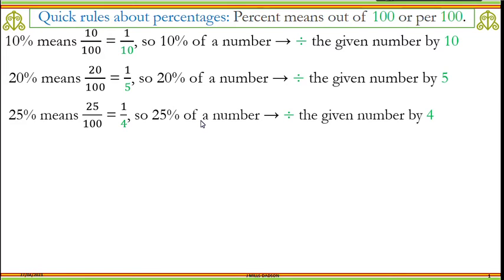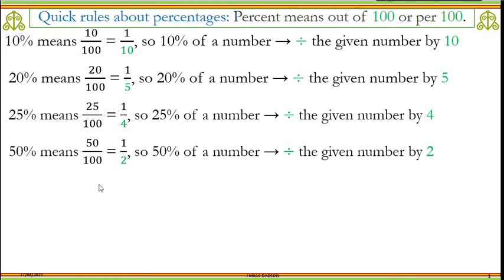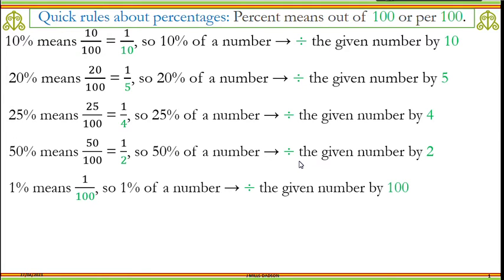25% is 25 over 100, and that simplifies as 1 quarter, 1 over 4. So when you want to work out 25% of a number, simply divide a given number by 4. 50% is 50 over 100. It simplifies as 1 over 2, that's half. So 50% of a number, simply divide a given number by 2. 1% is 1 over 100. So 1% of a number is divide a given number by 100.